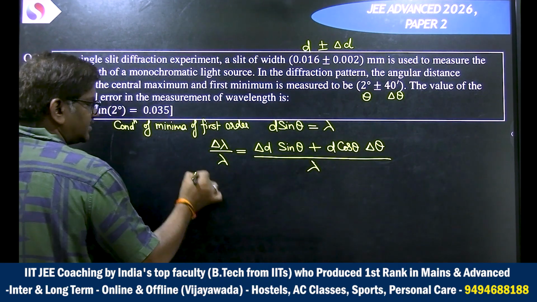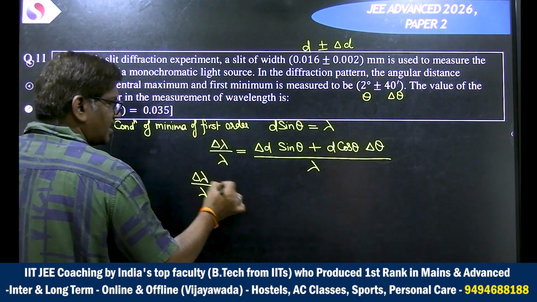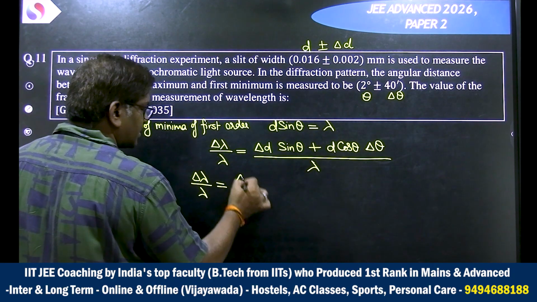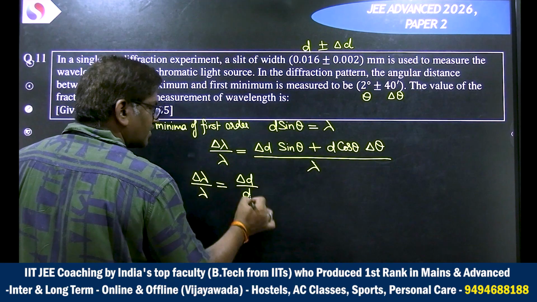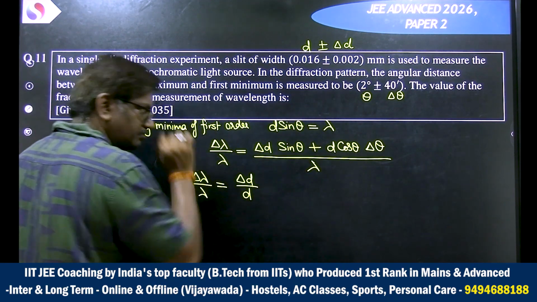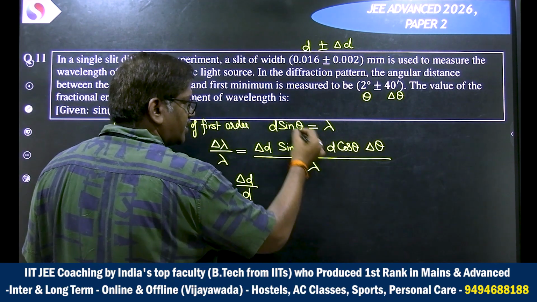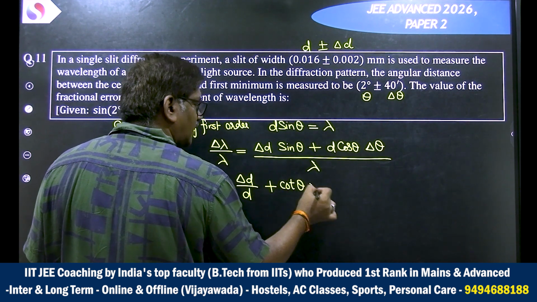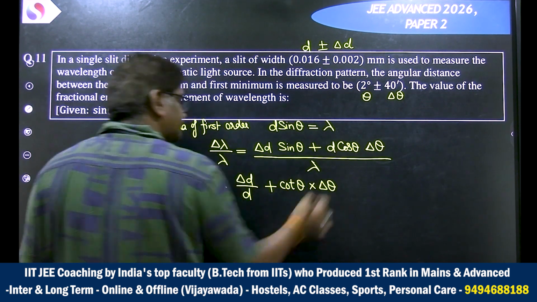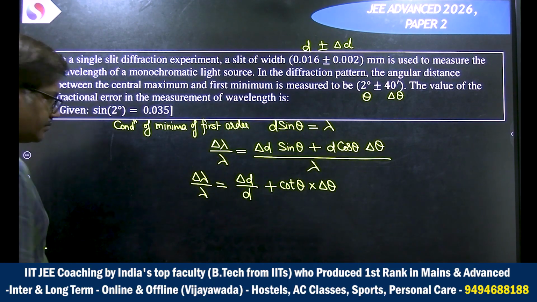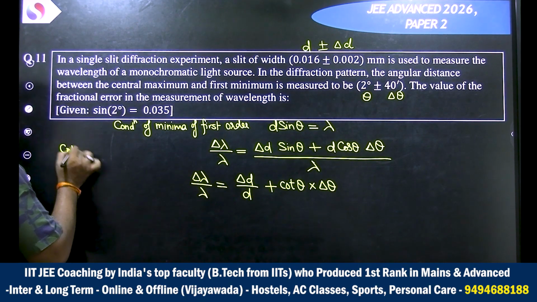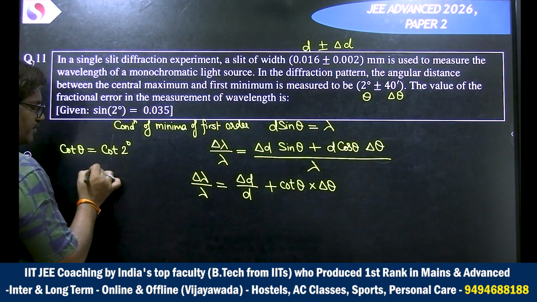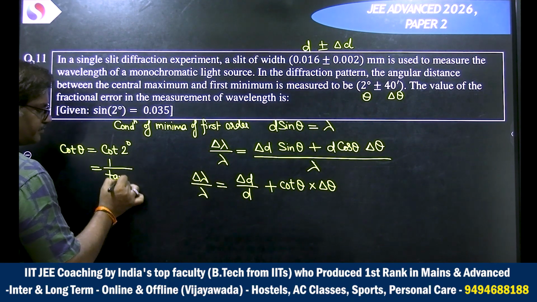So if I am dividing this by lambda, then this lambda value you can put as d sin theta. That means the first term will come as delta d by d. Okay, sin theta by lambda. And here, if I put d sin theta, what you are getting? You are getting cot theta into delta theta.